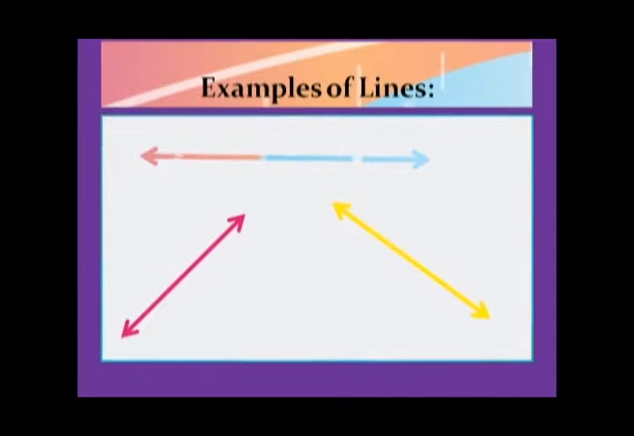If you notice, we have a green line extending in both directions, a pink line extending in both directions, a yellow line extending in both directions. Now, boys and girls, the arrows at the end tell you that that line is extending in both directions. Let's continue. Now we're going to look at what is a line segment.